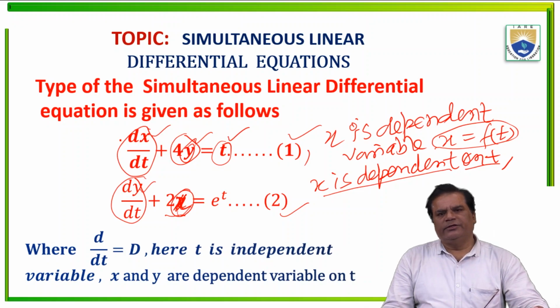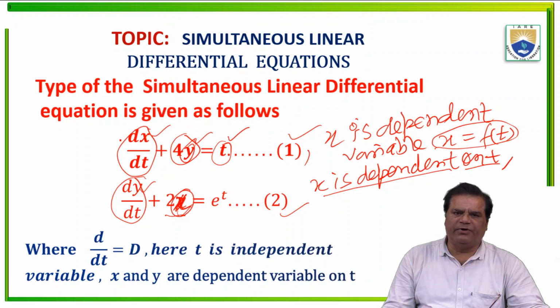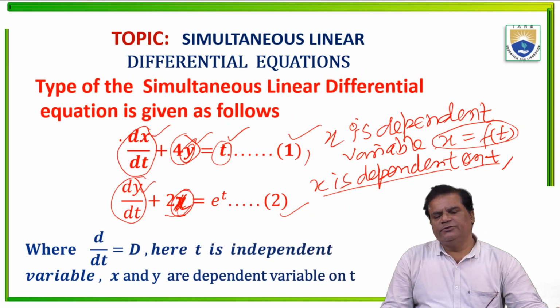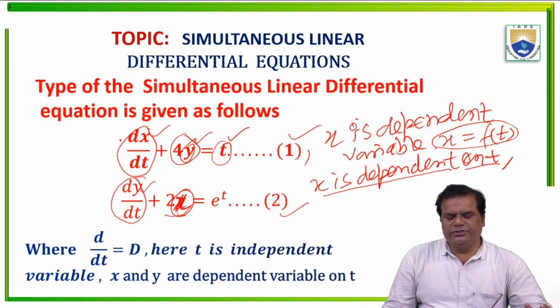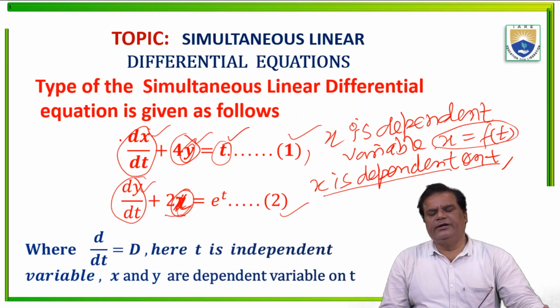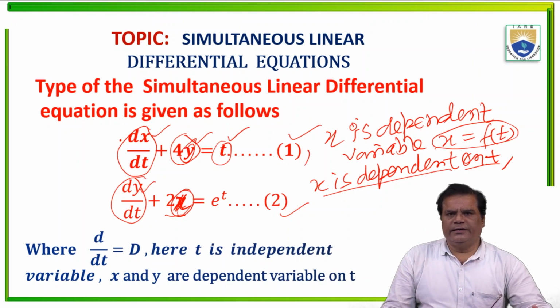So here, solving equations 1 and 2, we find out the value of x as a function of t and also the value of y as a function of t. So here both variables occur. So we can say this given differential equation 1 and 2 is known as a simultaneous linear differential equation.